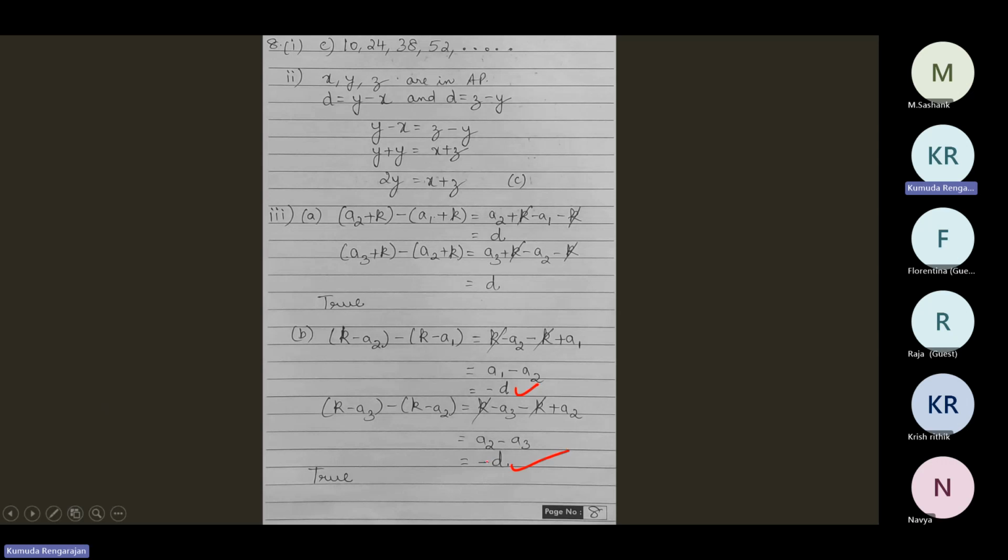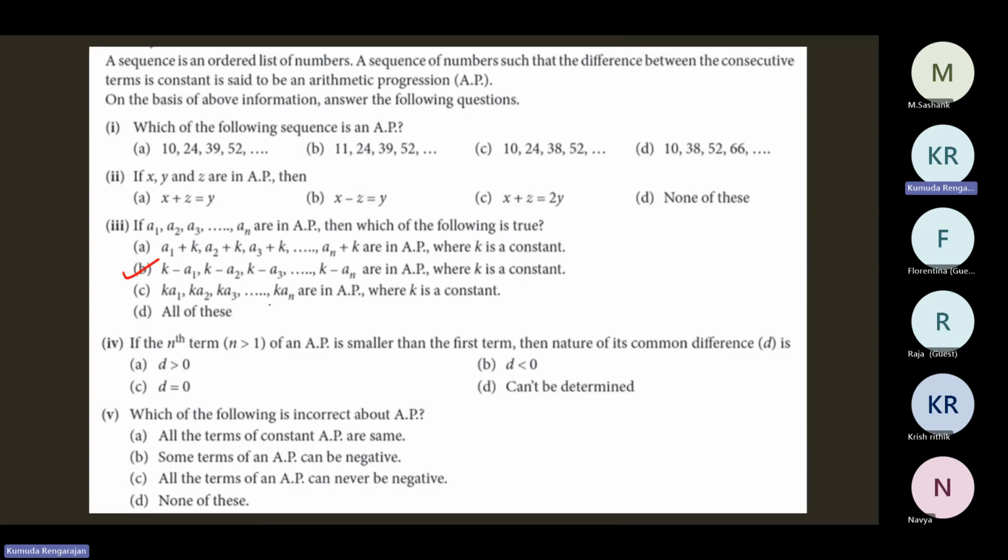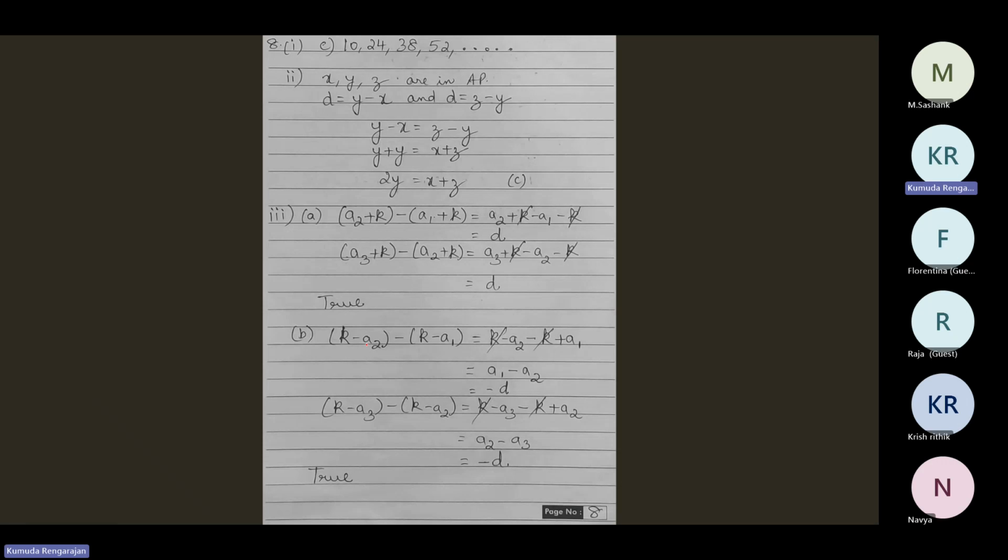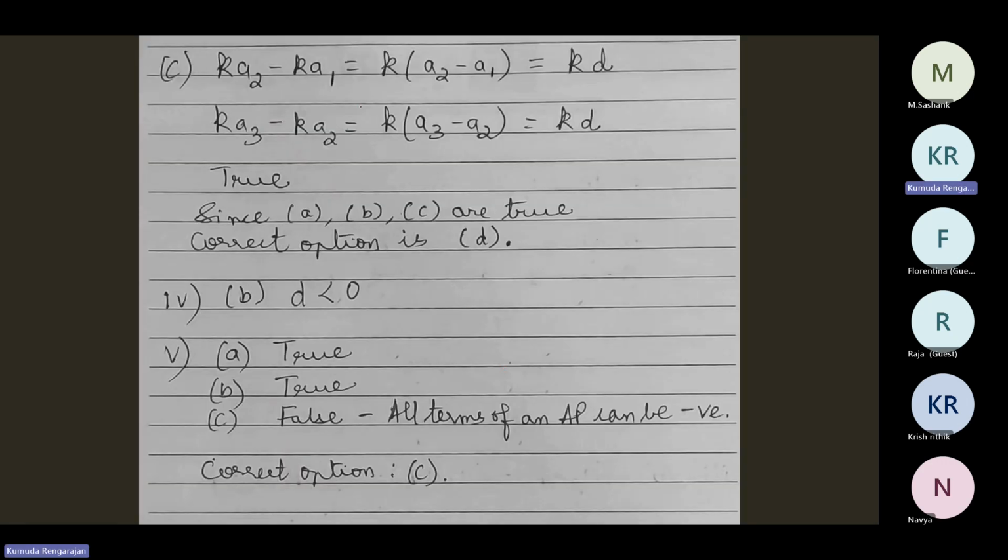You don't have to get D. The difference is the same. You're getting minus D here. The second term minus the first term is minus D. The third term minus the second term is also minus D. It's the same. So the second sequence also forms an arithmetic progression, because its second term minus the first term is the same as its third term minus the second term.